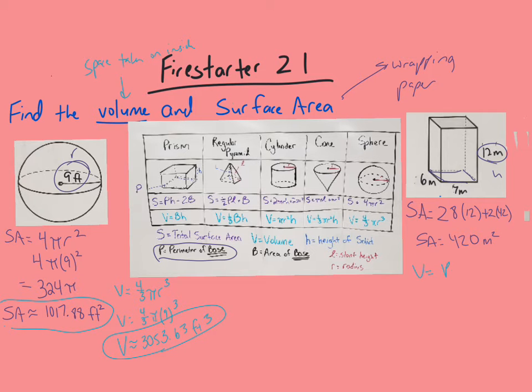But the work for any prism, not just a rectangular prism, is the area of the base times the height. So I'm going to do the area of this shape right here. That's 6 times 7, which is 42, times the height, which is 12. So my volume is equal to 42 times 12, which is 504. Now you have to remember that that is in cubic meters, because it's how much it can fill up. So it's a three-dimensional space. So it's to the third power. So 504 cubic meters.